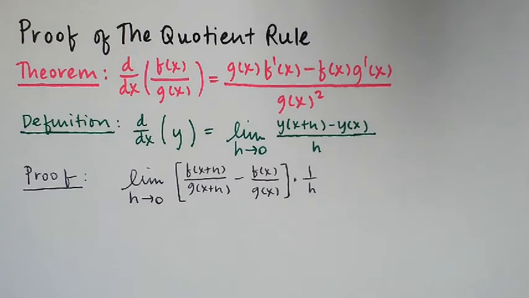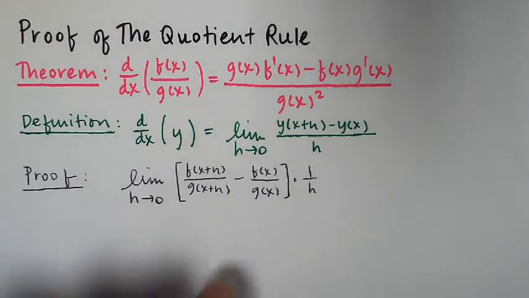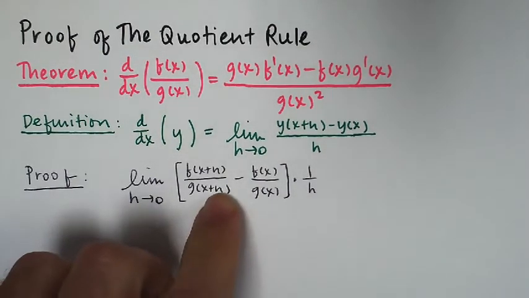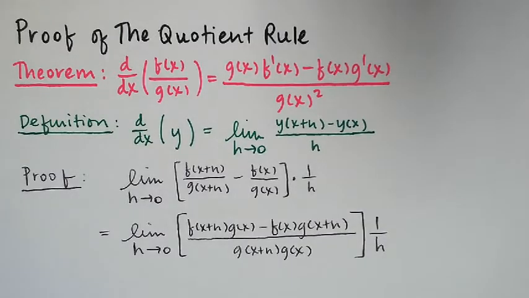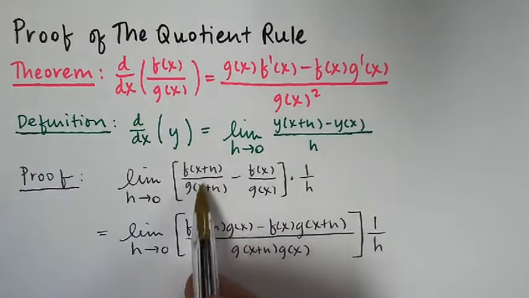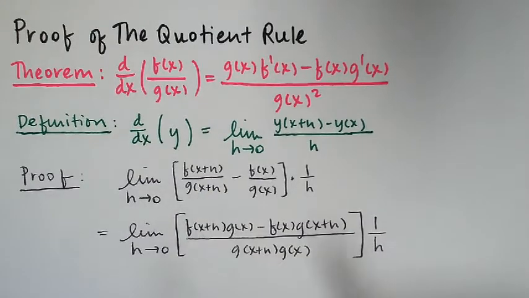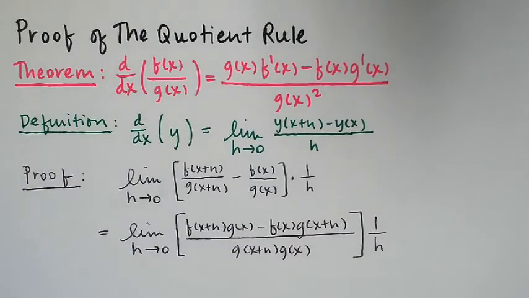Actually, I think maybe just looking at it, I'm not working off any notes right here. I think what I want to do first is write this as a single fraction. So get a common denominator. So I'm going to do that. All right, there you go. So I've written this as 1 fraction times 1 over h, right? Just took this and multiplied by g of x over g of x, and took this fraction and multiplied by g of x plus h over g of x plus h.